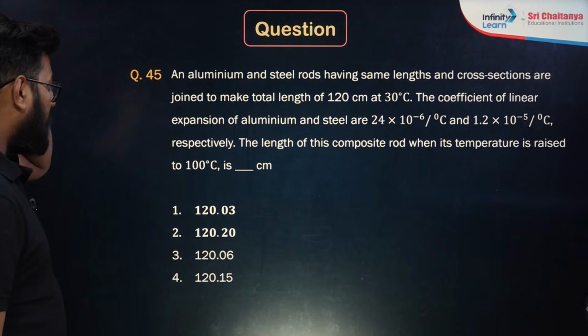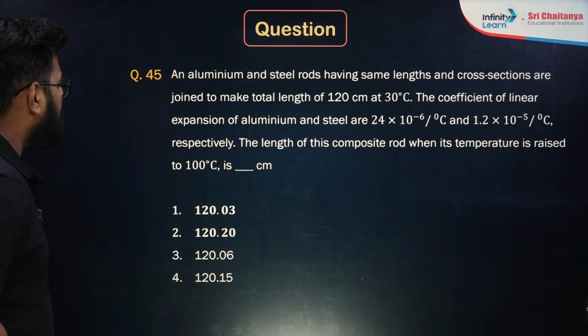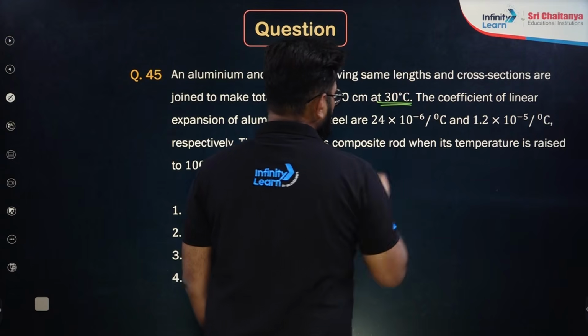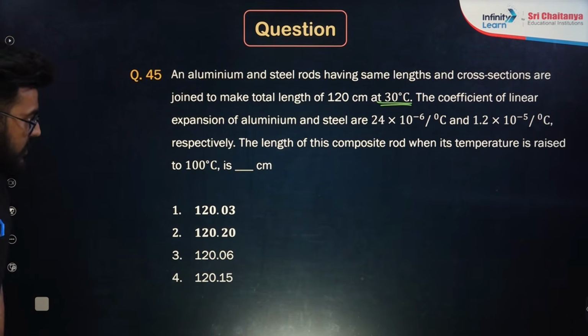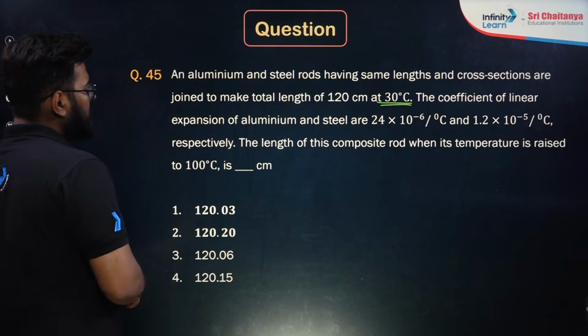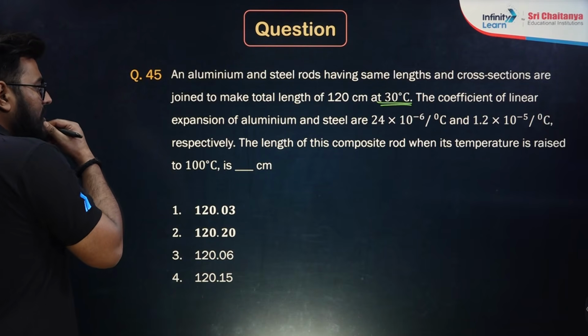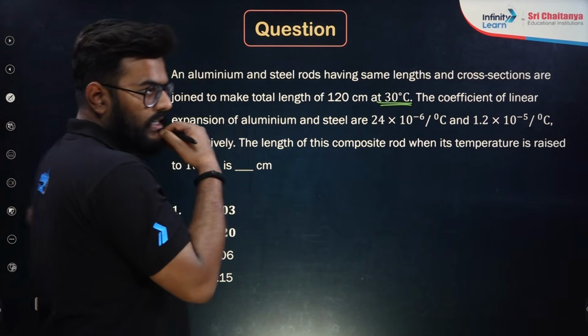An aluminum and a steel rod have the same length and cross-sectional area. They are joined to make a total length of 120 centimeter at 30 degrees centigrade. Perfect. The coefficients of linear expansion of aluminum and steel are 24 and 1.2 into 10 raised to the power 5. The length of this composite rod when its temperature is raised to 100 degrees centigrade. See, the individual lengths will increase, right? The individual length will increase, correct?